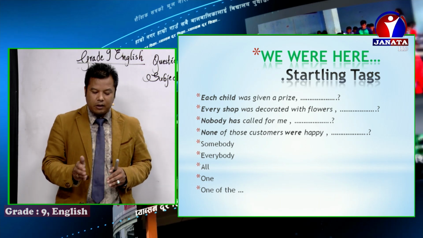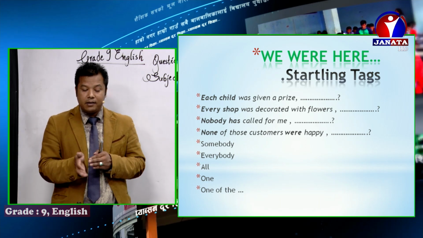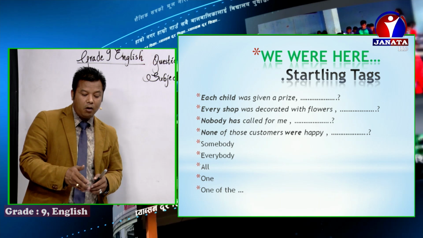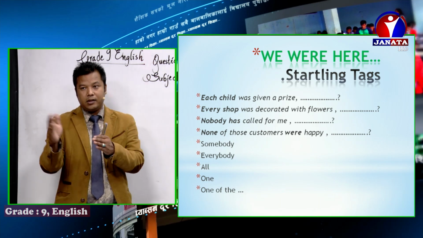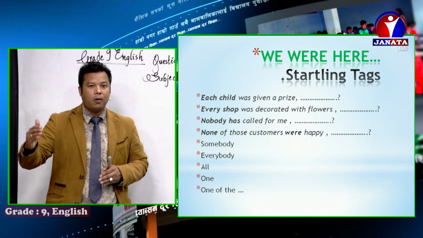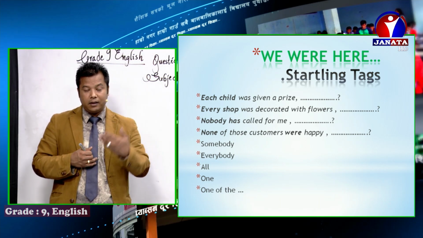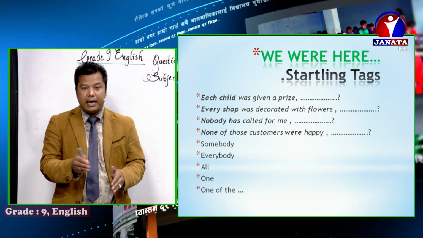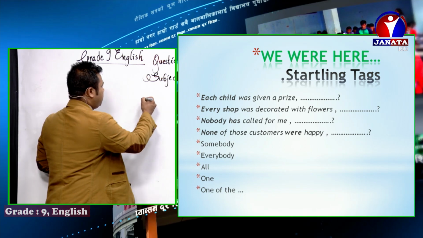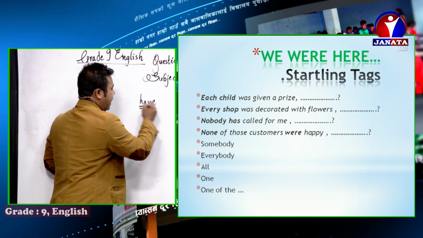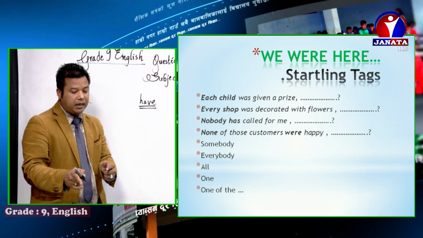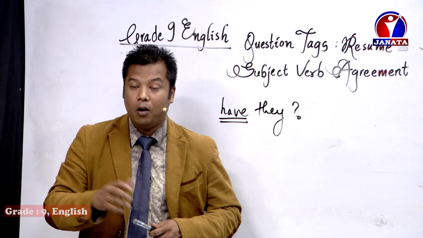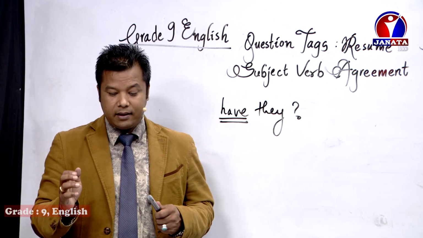Similarly, every shop was decorated with flowers becomes weren't they. Tense and the plural connective for these cases. Now, what about nobody? Nobody has called for me. It's one singular person, but at the same time, in the distributive order, it is again many. So I would consider the pronoun they. It's a subject pronoun I would bring here, like the rules I have taught. And look at the tense here. Has called is perfect tense. So in perfect tense for plural, I would consider the verb have. So the answer would be: nobody has called for me, have they. Now, why have they? Because there is a word, nobody, which is negative. All right? So remember that.